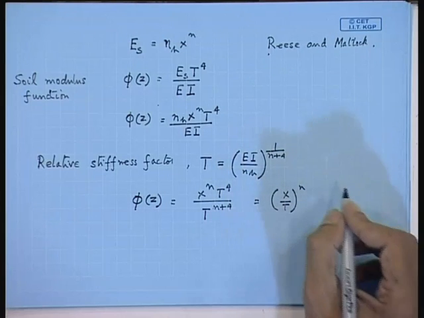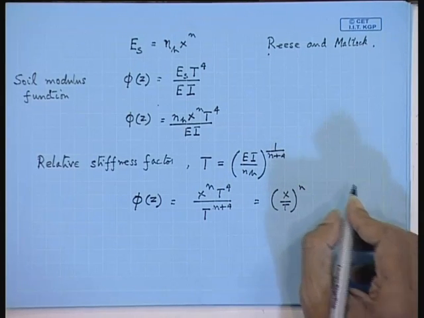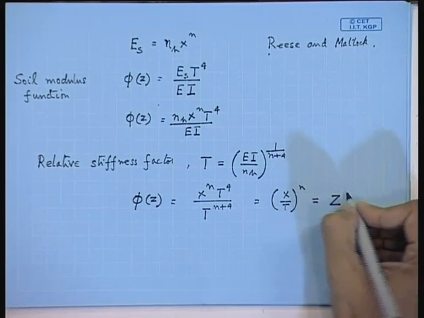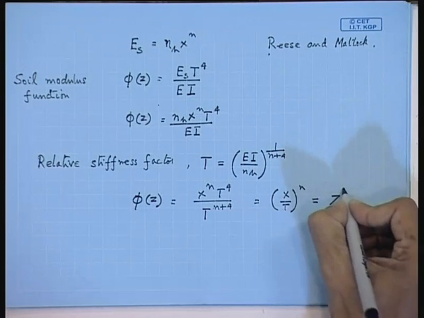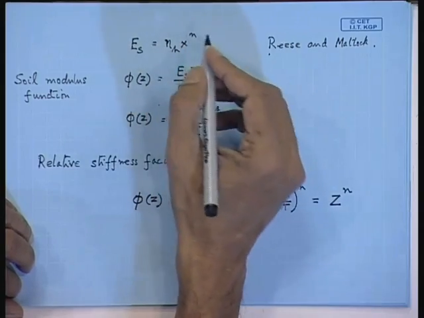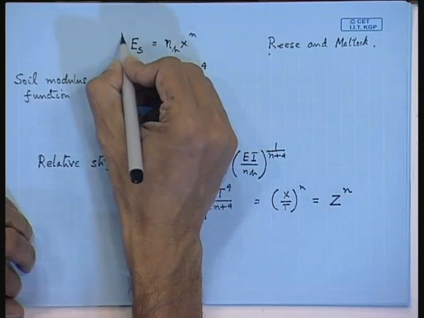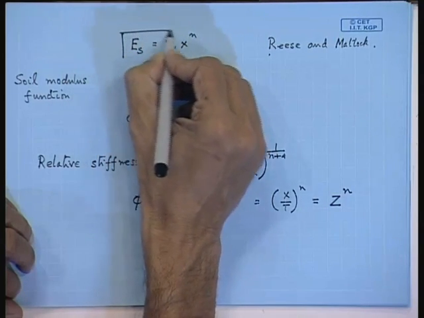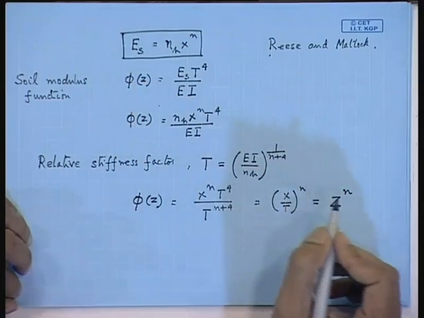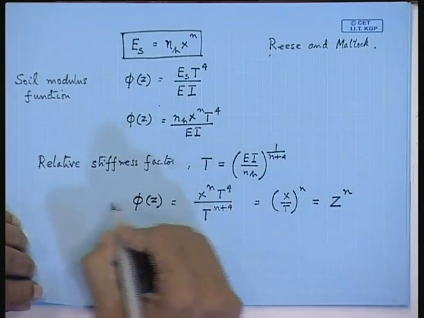Now, what is this x by t? X by t is nothing but the z, that is your depth coefficient. So, phi z works out to be the depth coefficient to the power n. So, you remember, this is the formula for soil reaction, this is important, and the equation for phi.